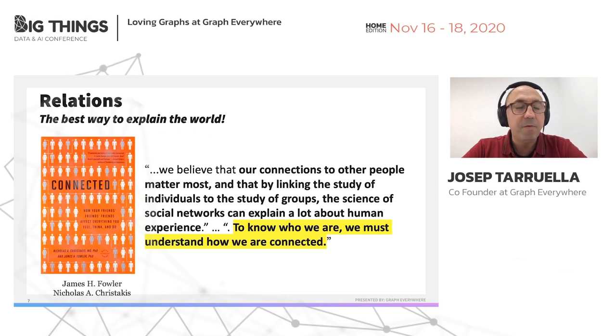This is just an example. Let's focus on a couple of them. Maybe you know this book of James H. Fowler and Nicholas Christakis, that a couple of years ago released this study of how social networks influence the individual. So we cannot explain individuals without understanding the environment, their context, their connections. The last sentence, this is in the preface of the book: to know who we are, we must understand how we are connected. And this is the point. Understanding the connections means understanding, shaping and representing the world better.